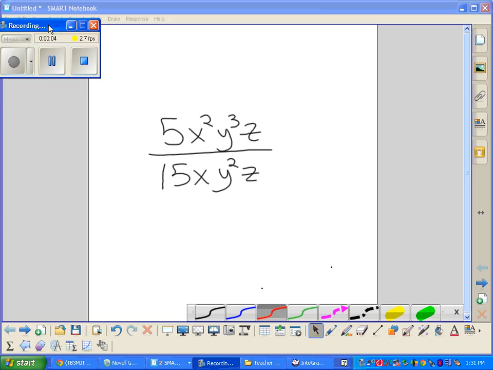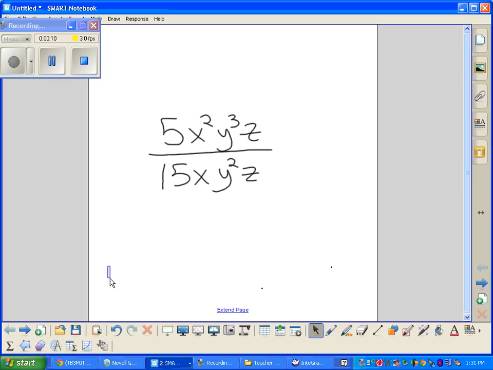Number 5. What are some of your primes? You might not have the prime numbers memorized, but here's a bunch of them. It might help that I have the pen on. 2 is a prime number. 3 is a prime number. 5, 7, 11, 13. All right, you guys seen these before? Back a long time ago. So those are basically our prime numbers.